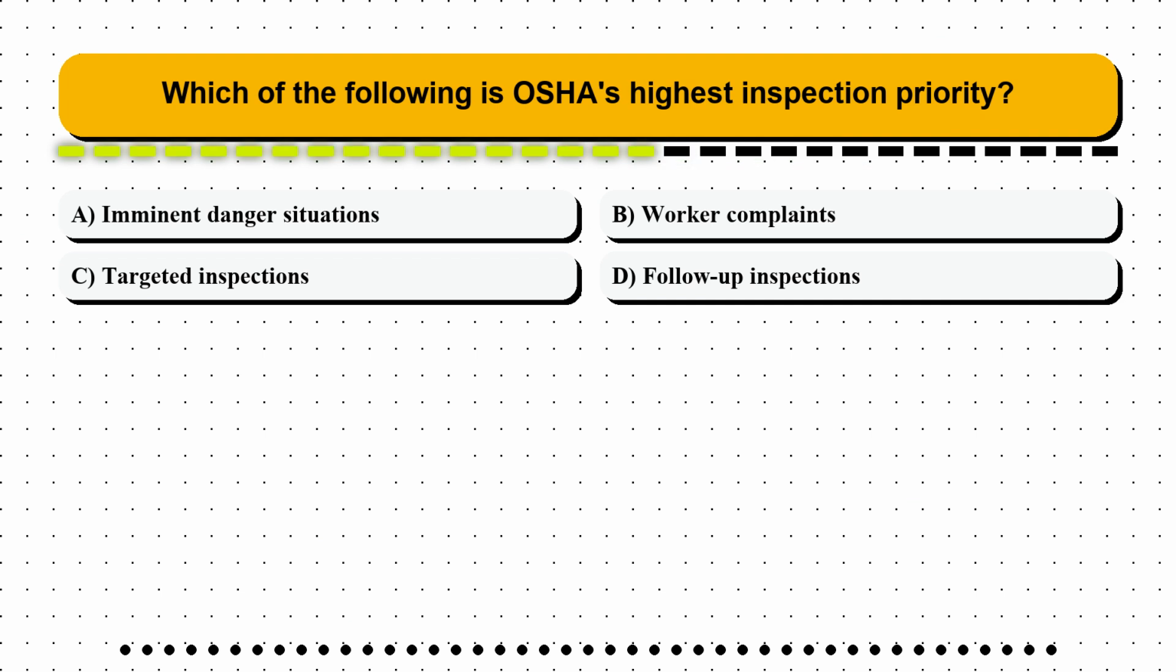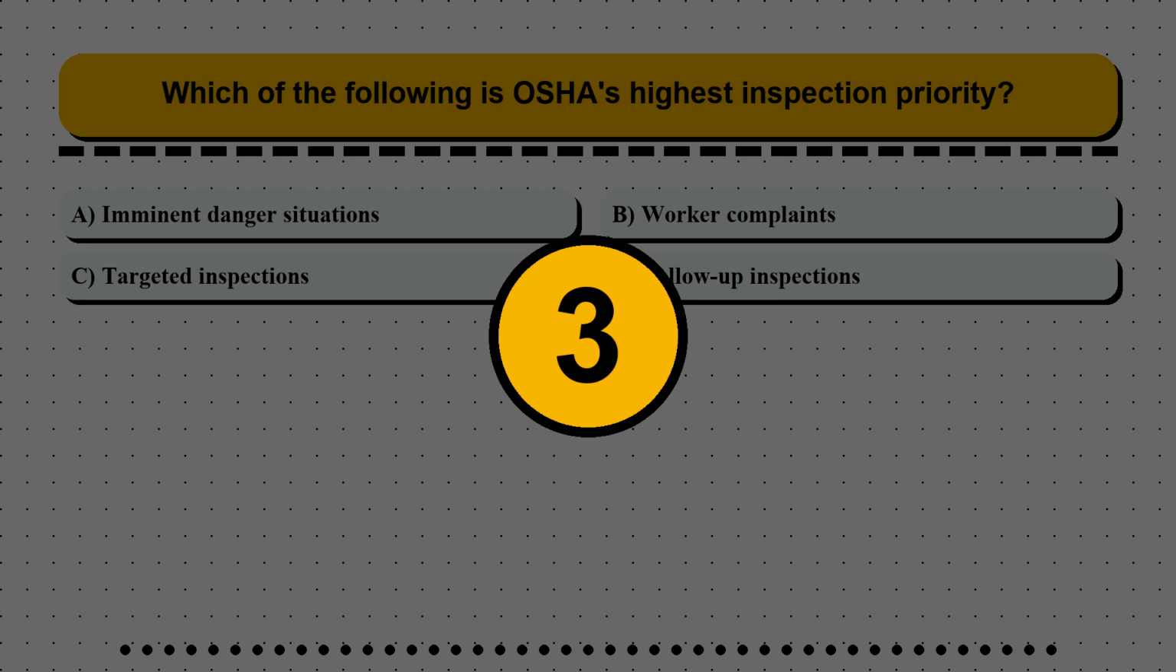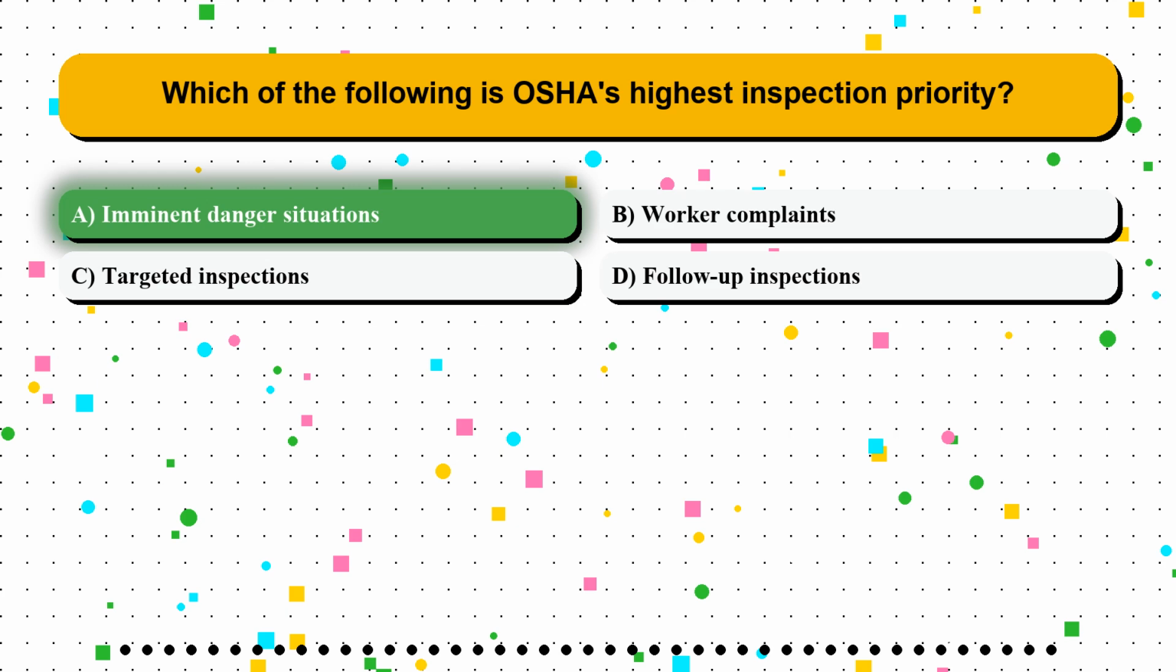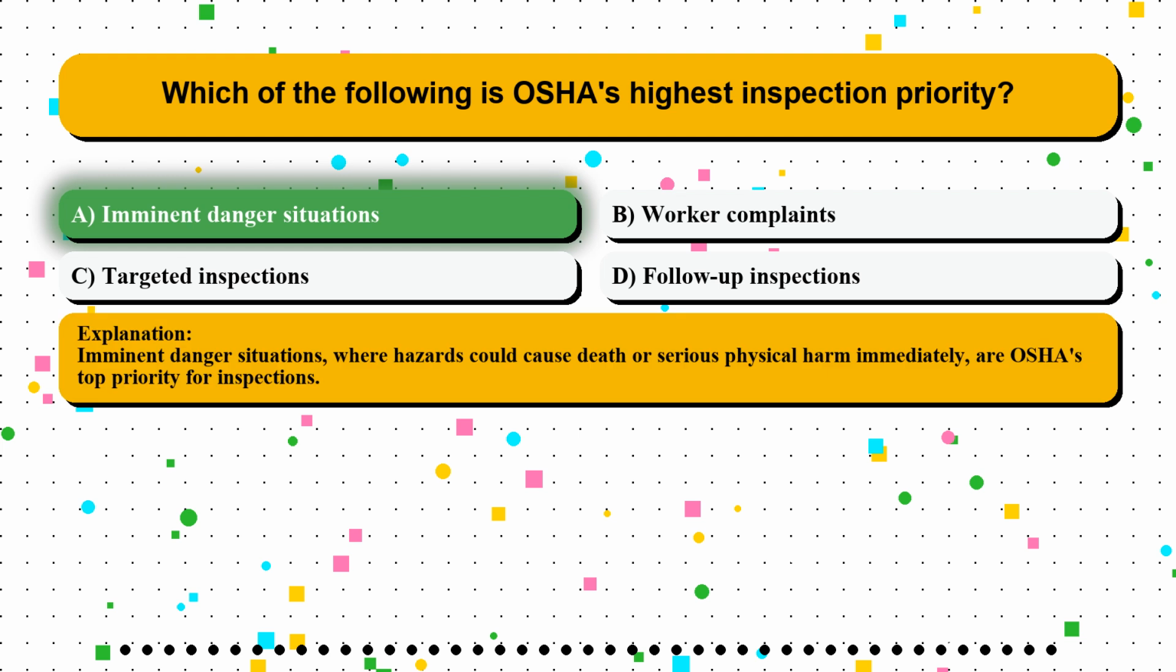Question 8. Which of the following is OSHA's highest inspection priority? Option A, imminent danger situations. Option B, worker complaints. Option C, targeted inspections. Option D, follow-up inspections. The correct answer is option A, imminent danger situations. Imminent danger situations, where hazards could cause death or serious physical harm immediately, are OSHA's top priority for inspections.